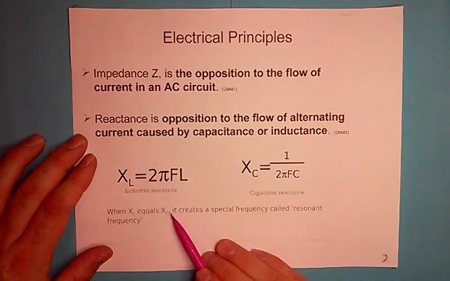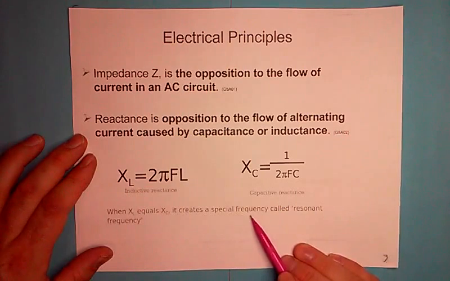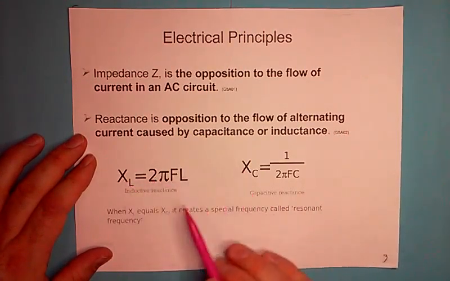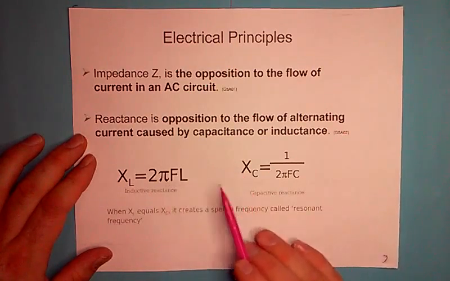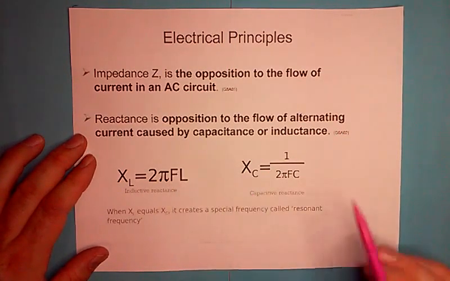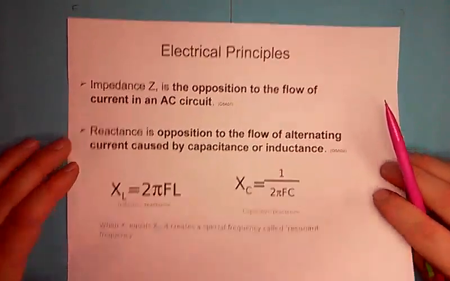When X sub L equals X sub C, it creates a special frequency called resonant frequency. So when we have these two together, either in series or in parallel, when X sub L and X sub C are equal, that's our resonant frequency.